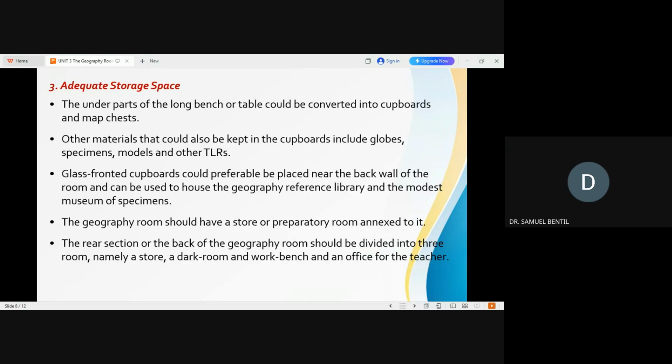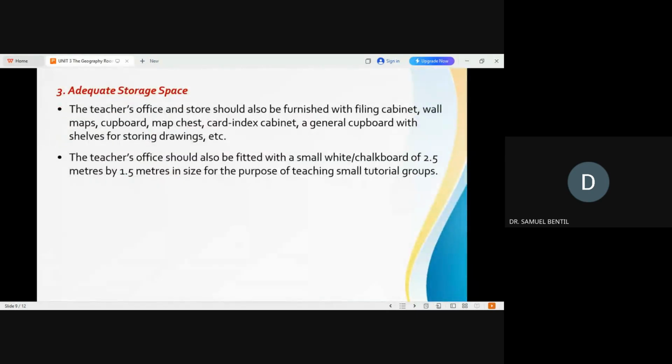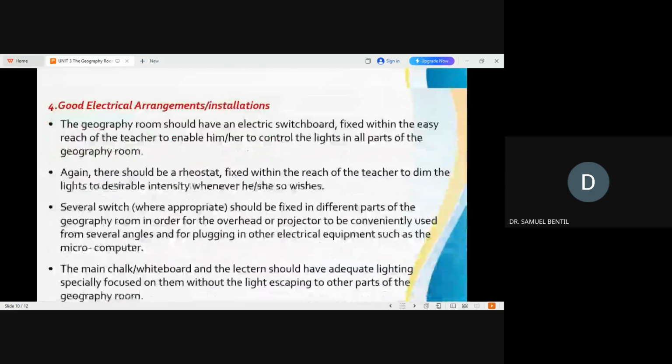Okay. So I think we have said this. The teacher's office and the store should also be furnished with filing cabinet, wall maps, cupboard, map chest, card index cabinet, a general cupboard with shelves for storing drawings. The teacher's office should also be fitted with a small whiteboard, which I've said. So let's make progress.